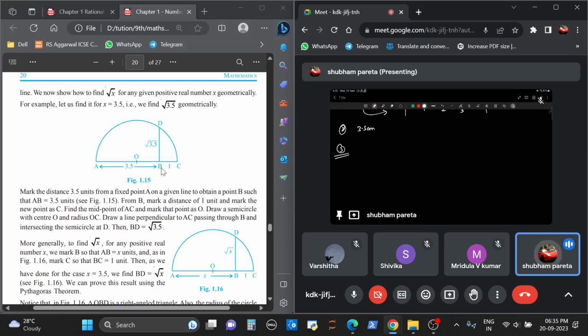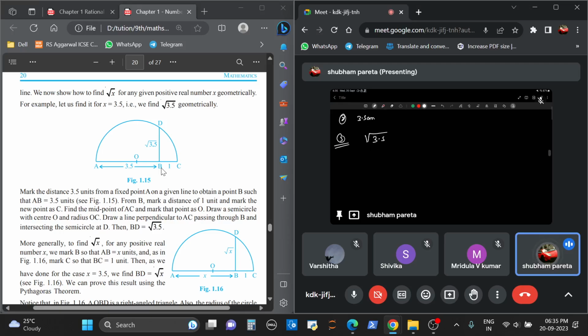Now coming to the third one. As of now, we want to represent root 3.5 on a number line. How will you represent root 3.5 on a number line? For that, there are certain things which you need to follow.